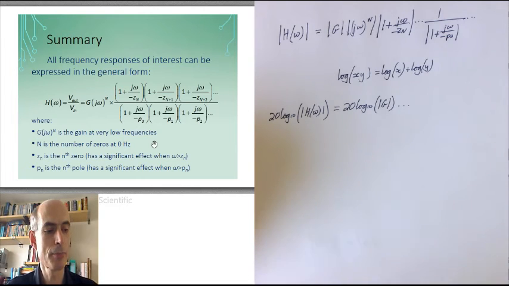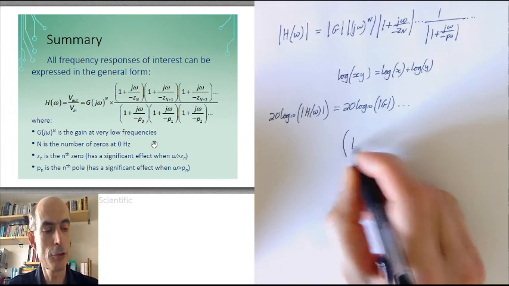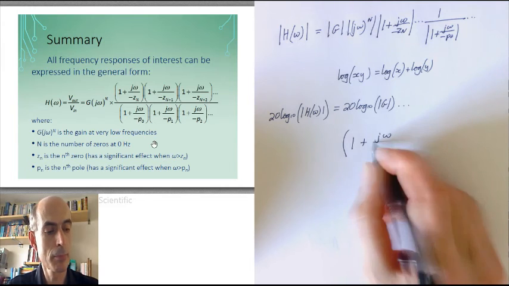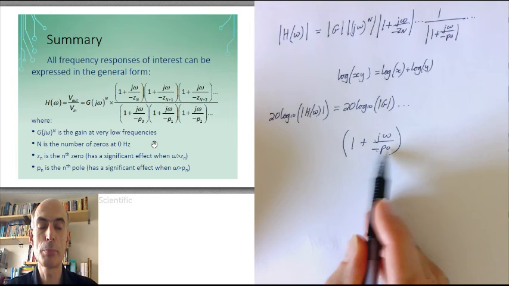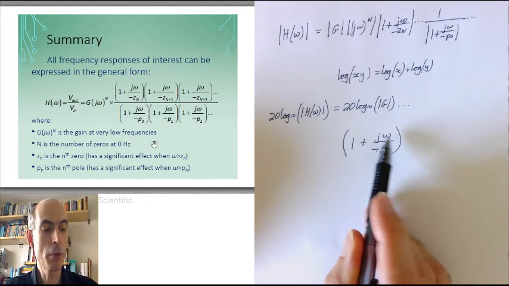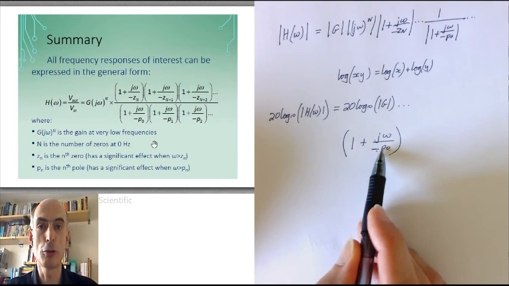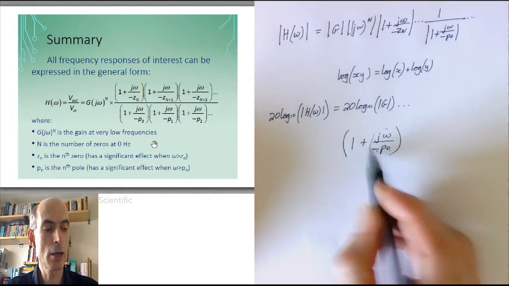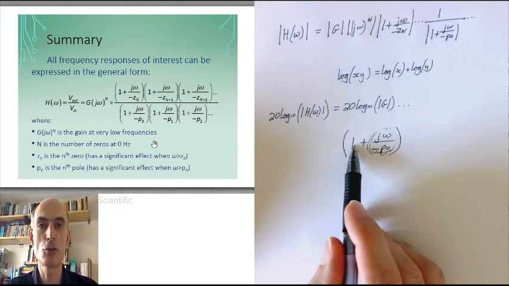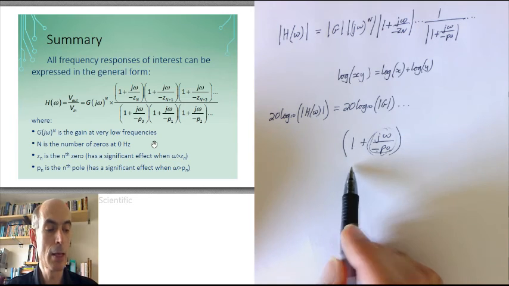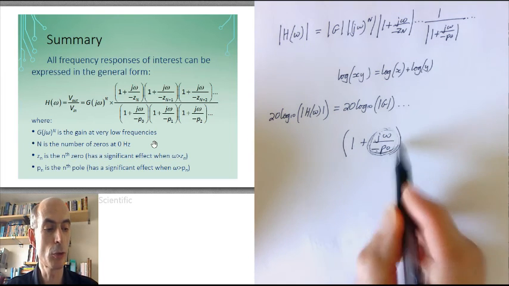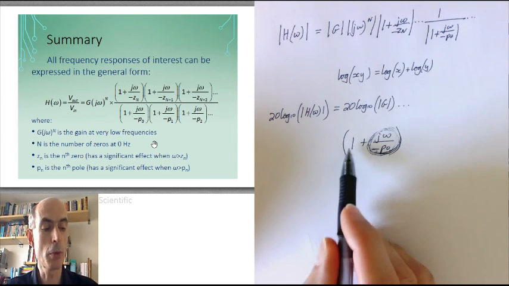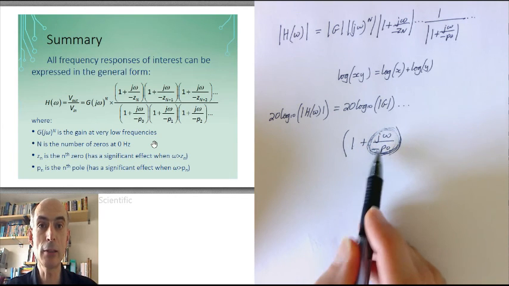And in each case, any term of the form 1 plus j omega over minus p naught, like that, if omega is much, much less than the modulus of p naught, then this term here is going to be insignificant compared to 1, and we can neglect it. But if omega is of a similar magnitude to p naught or greater than p naught, then this term here is going to be equal to or much bigger than 1. We absolutely can't ignore it.